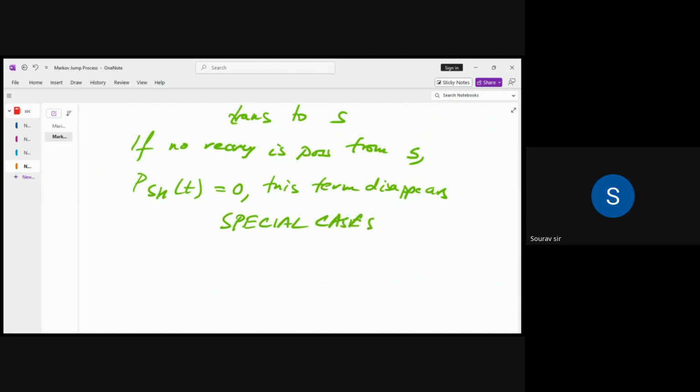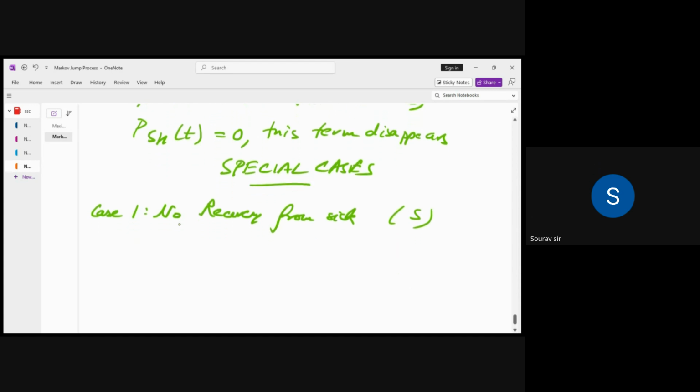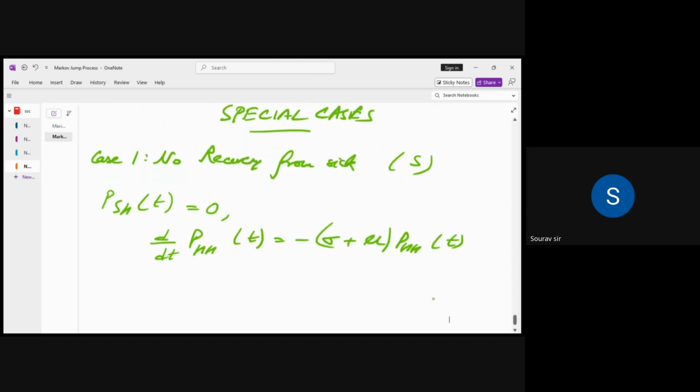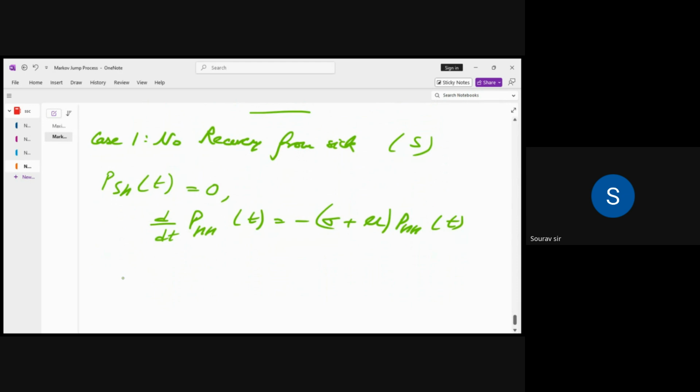Special cases. What are they? Suppose case 1, no recovery from sick. If an individual who becomes sick never recovers, that means P_SH(t) is 0. So the equation is simplified to d/dt P_HH(t) is minus lambda plus mu times P_HH(t). Okay. So this is a first order linear differential equation, and we can solve it using exponential decay.